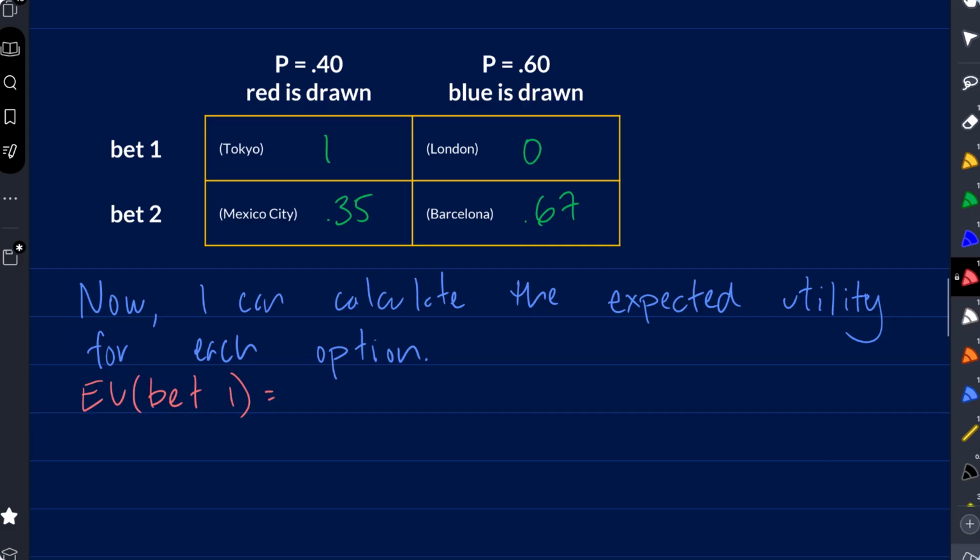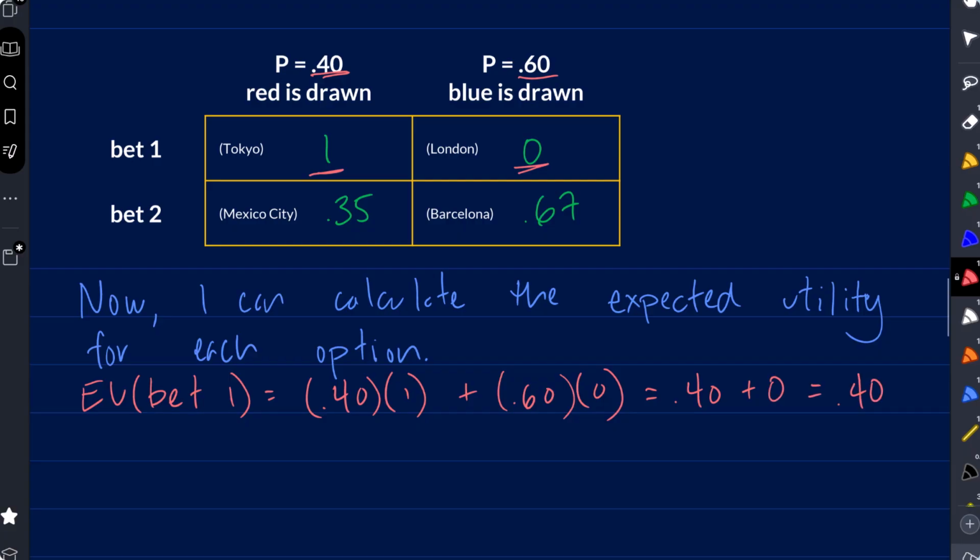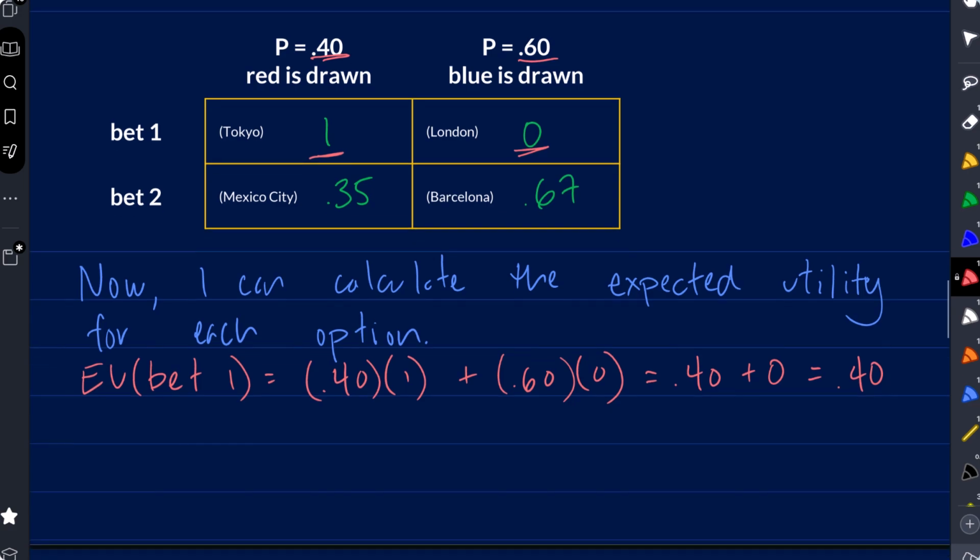Okay, so this is going to be similar to calculating the expected value, but instead of using monetary values, we're using these utility values. So for bet 1, I'm going to multiply 0.4 by the value of this first outcome, which we said was 1, plus 0.6 by the value of this outcome, which we said is 0. So the expected utility for me for bet 1 is 0.4.